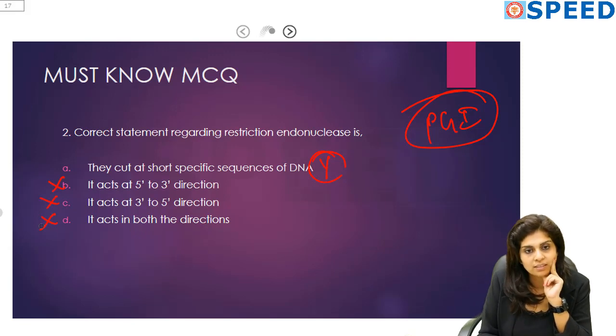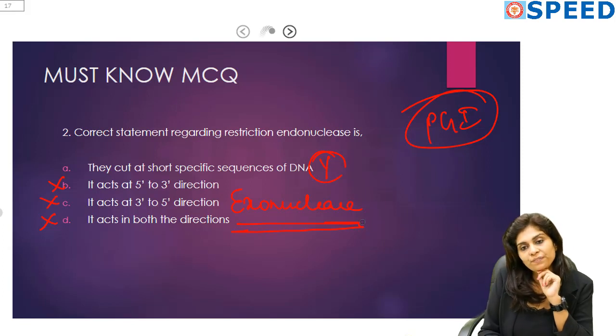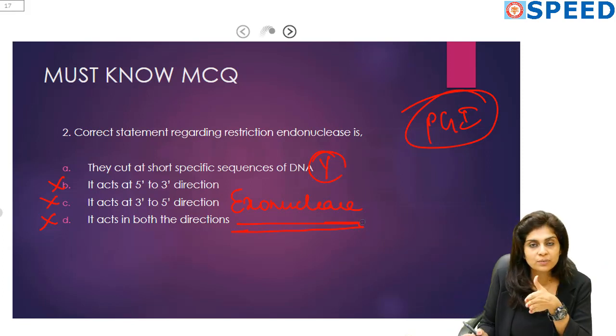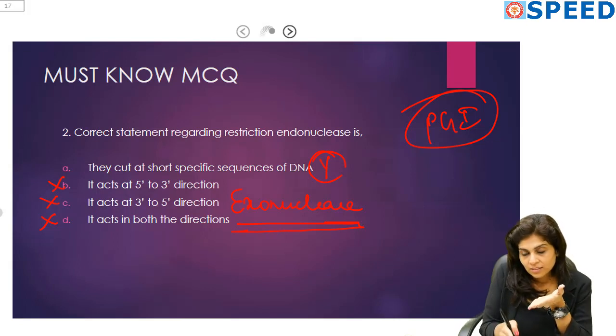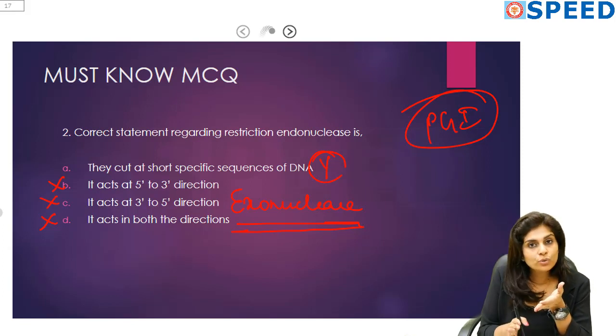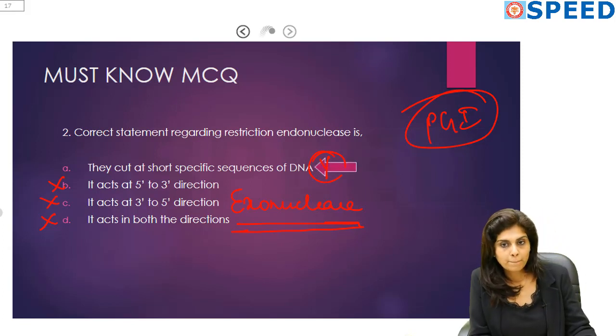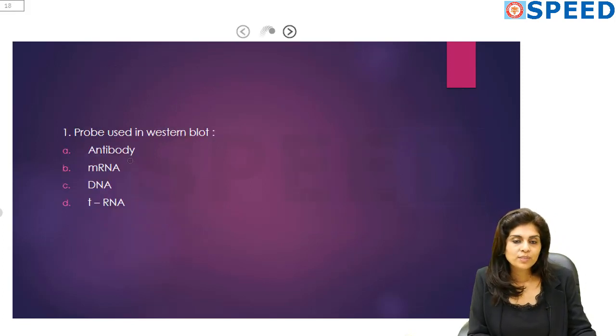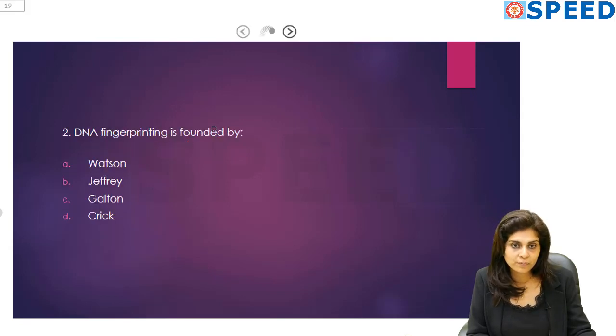None of these, right? Directions can be specified only for an exonuclease. Only if it's an exonuclease, you will have to specify whether it cuts from 5 prime end or it cuts from 3 prime end. But here it's an endonuclease, which makes only one nick. So for endonucleases, there can be no directions. For an endonuclease, it's only the site at which it cuts. Okay. Probe used in Western blot is, I told you repeatedly, it's antibody.